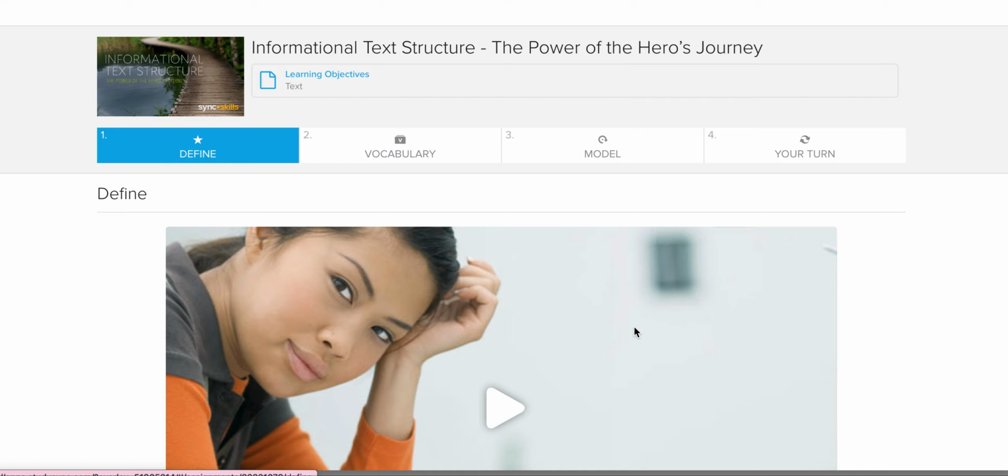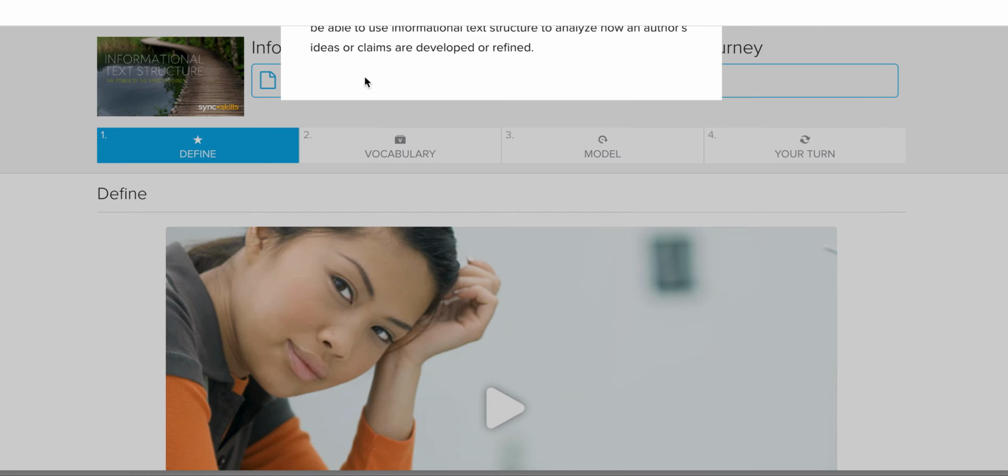Hello, students. Today I'm going to introduce you to informational text structure, and we're going to apply this skill to the power of the hero's journey. Let's begin with our learning objectives.